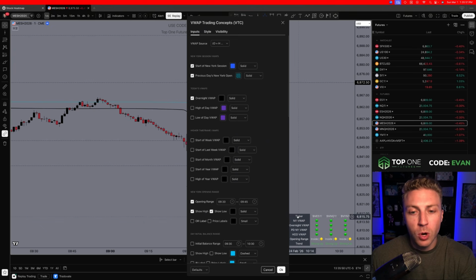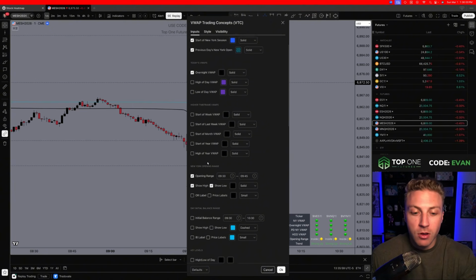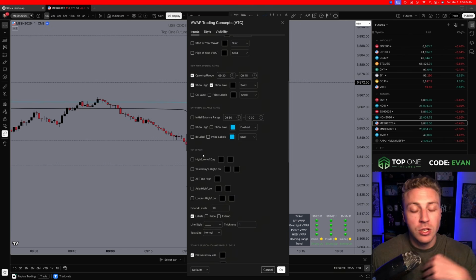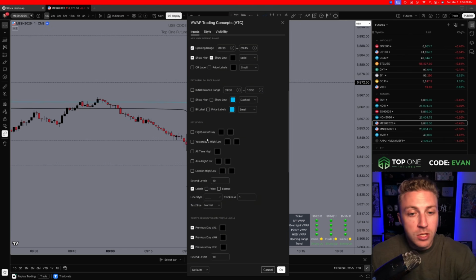Another thing to talk about is when you open up the settings, and we'll get into how we use it in just a second, you can see there's a start of week VWAP, a last week, start of month, start of year, all these different options that you can have on should you choose, as well as the initial balance. I have on the opening range. You can mark off key levels like yesterday's high and low, all-time high, Asia high and low, London high and low, whatever you want. But you definitely do not need all of them. It's about finding which one's right for your trading.